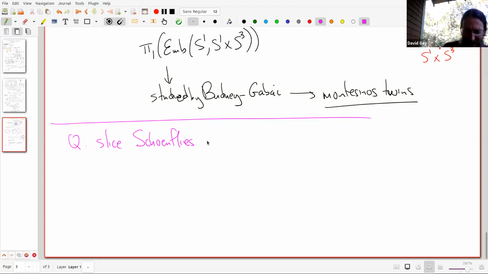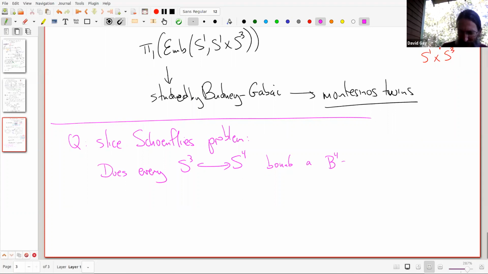Informally speaking, this is easier than the Schoenflies problem, although I don't know how you would actually do it. Does every three-sphere, everything smooth here, embedded in the four-sphere, bound a four-ball embedded in the five-ball? The real Schoenflies problem would ask you to embed not in the five-ball, but in the four-sphere itself. So it doesn't appear to be related at all to what I said.